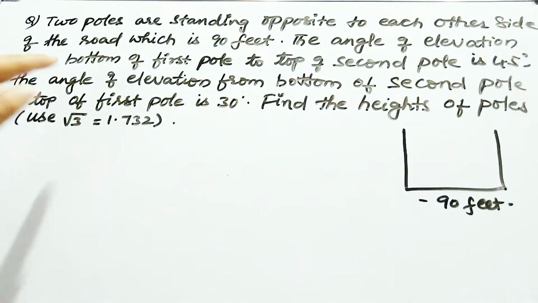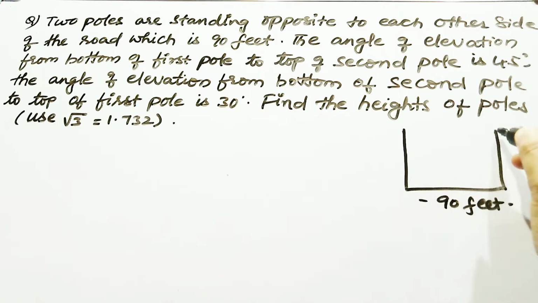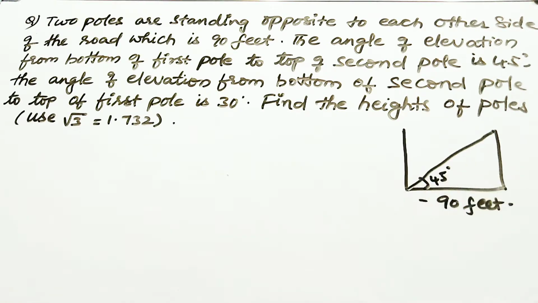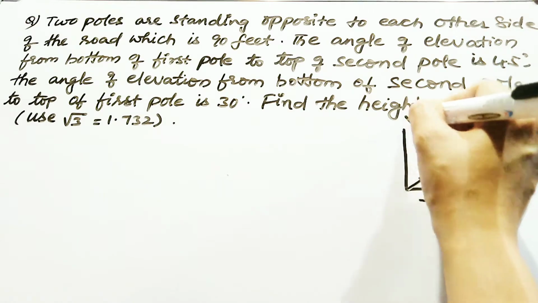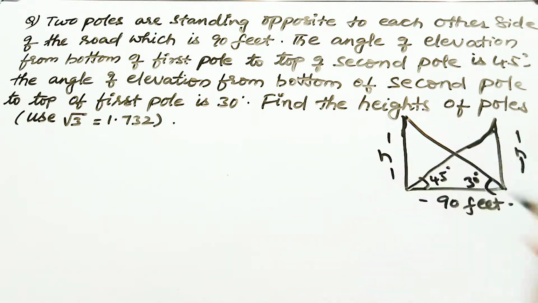The angle of elevation from the bottom of the first pole to the top of the second pole is 45 degree, and the angle of elevation from the bottom of the second pole to the top of the first pole is 30 degree. So what do we have to find out? We have to find out the height of the poles.